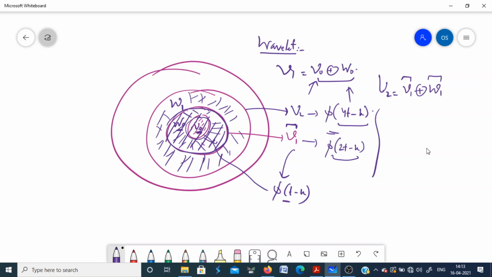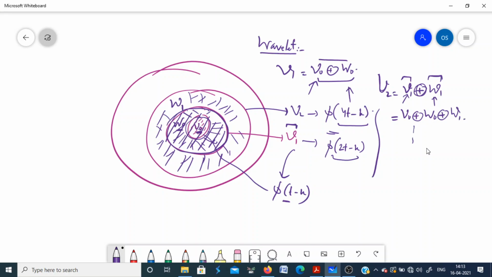It means V2 has many functions which can be represented in this space. Some functions can be represented by V1. The rest of the functions have to be represented by the wavelets. So these will be represented by scaling functions, the rest by wavelet functions. And since V1 is this, you can write it as V0, W0 and W1 and so on.